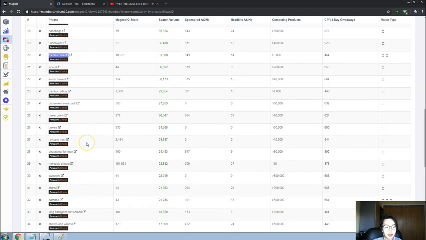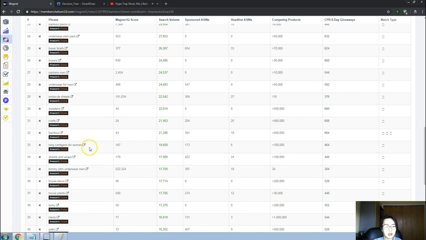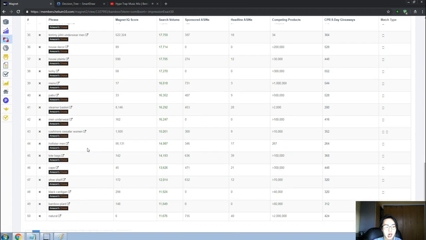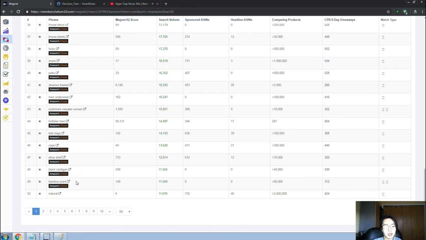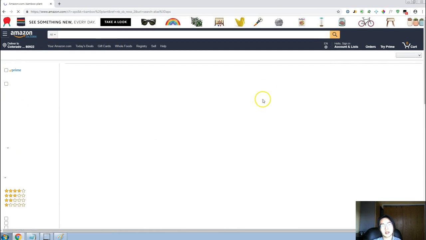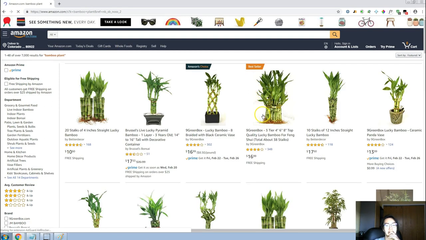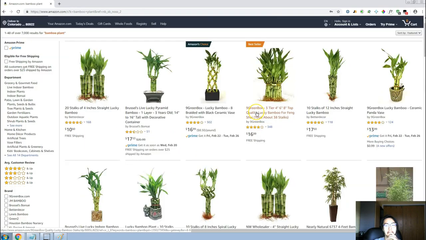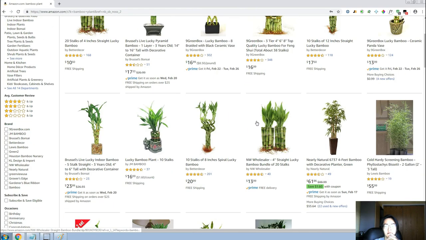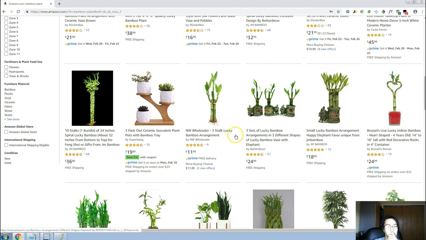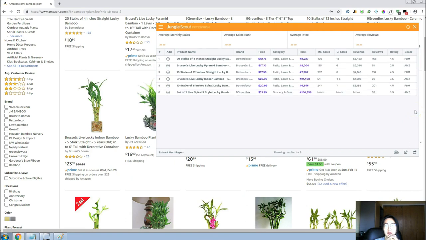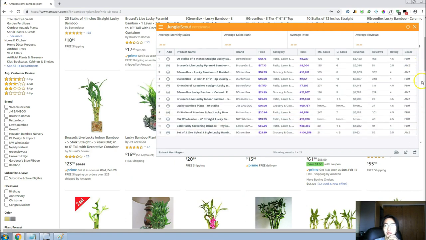Wind chimes, boxer briefs, bamboo. Plant. These are live. I wonder how they do that. Pretty good sales.